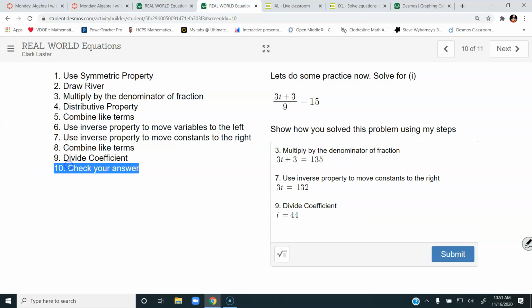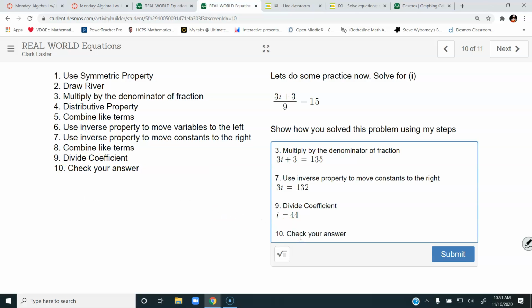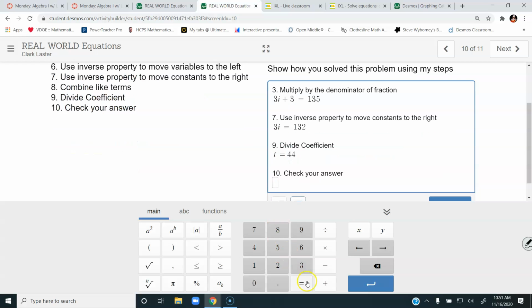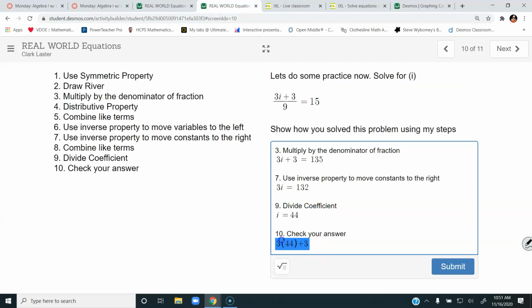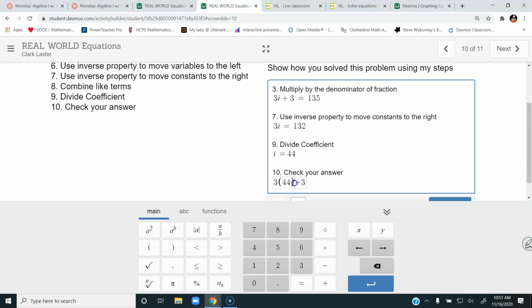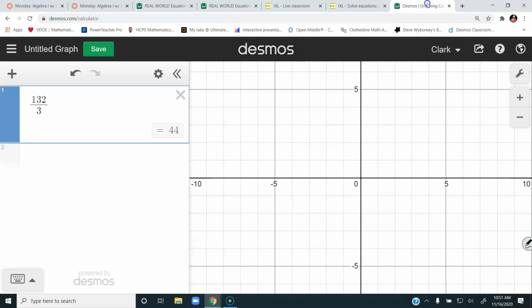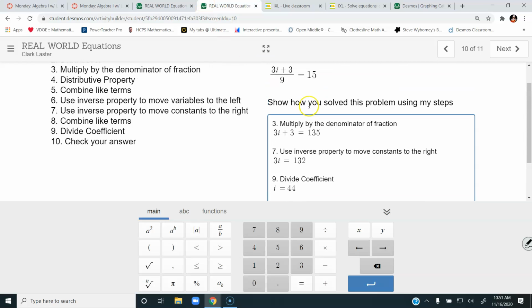So, checking my answer, and this is something that because we've done literal equations, we've gotten a little lazy on. This is going to end up being 3 times 44 plus 3. And we want to know what that equals. Okay, and we can just grab this information. We can put it into our Desmos calculator. And that equals 135. And I wanted it to equal 135.